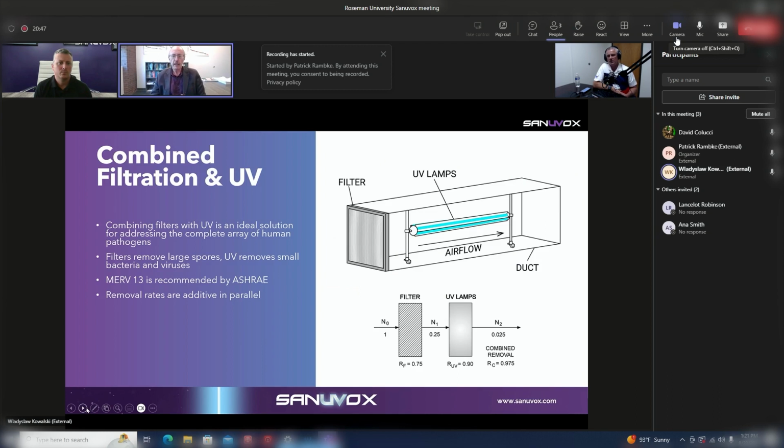Now, when we combine filters and UV, the filter takes out the larger microbes, whereas UV tends to destroy the smaller microbes, smaller bacteria and smaller viruses, whereas the filter can remove large spores, fungal spores, and bacterial spores. Therefore, ASHRAE has acknowledged this fact and has recommended a MERV 13 be combined with any UV system.